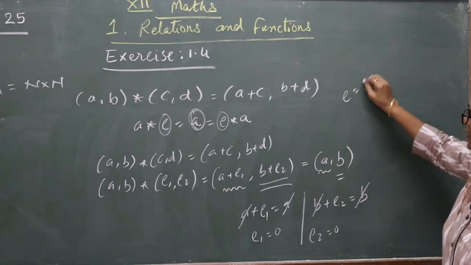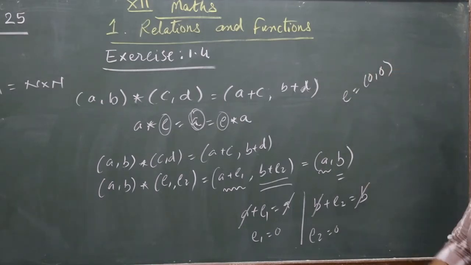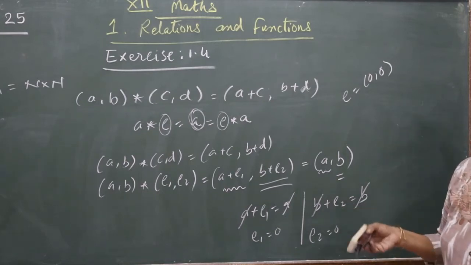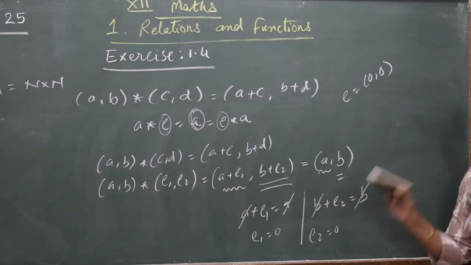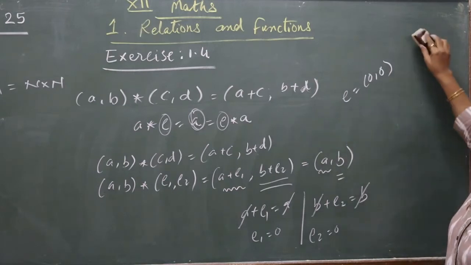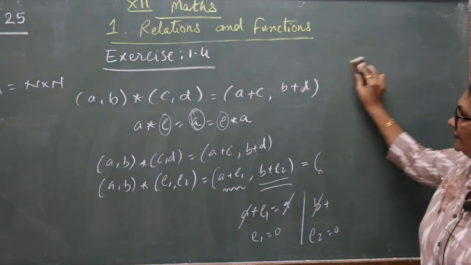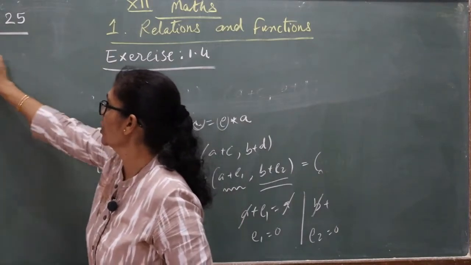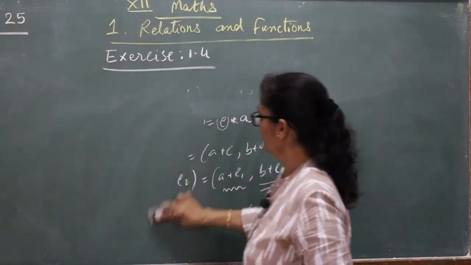So what is your identity element? (0, 0). So this way we have derived that it is commutative also, associative also, and lastly we have found what your identity element is. So these three points we have to check in your example 11.